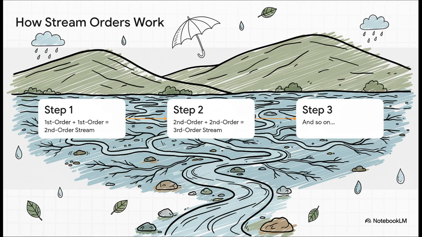When two streams of the same order meet, they form a stream of the next order up. So two first orders come together to make a second order. Two second orders merge to create a third order. You get the idea. It's this clean, logical progression from the smallest streams to the mightiest rivers.